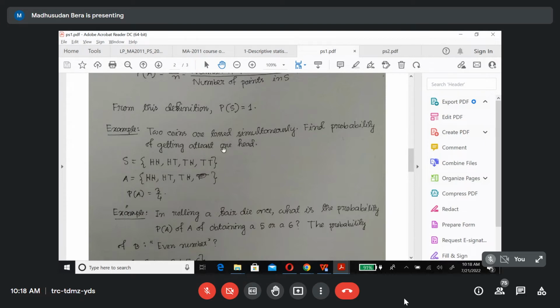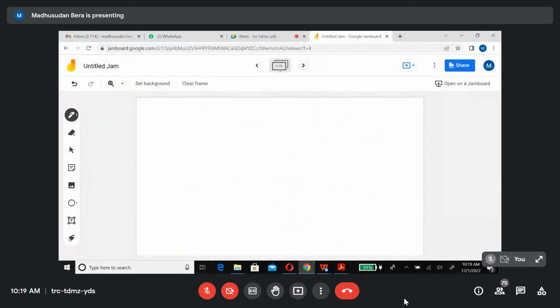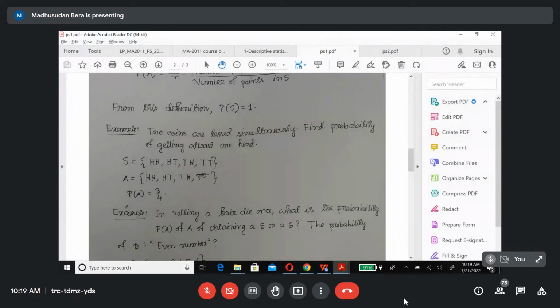Now find the probability of getting at least one head. At least one head means either exactly one head or two heads: head head, head tail, tail head. So the required event is clear. P of A: 3 elements out of 4, that is 3 by 4. Is this example okay? Yes. What is the probability of no head? 1 by 4. No head means tail tail.